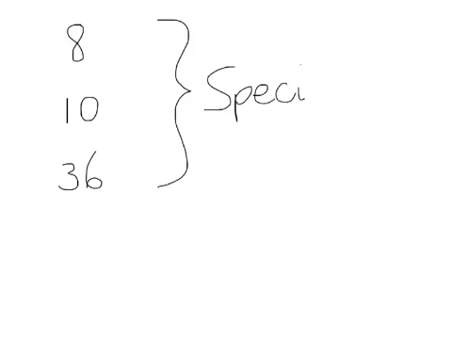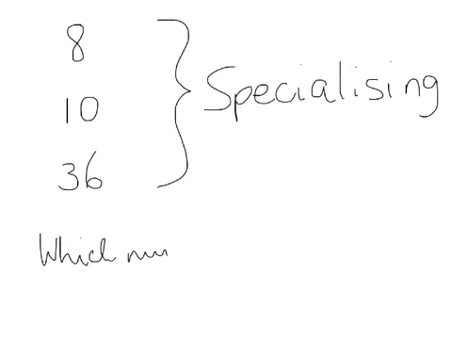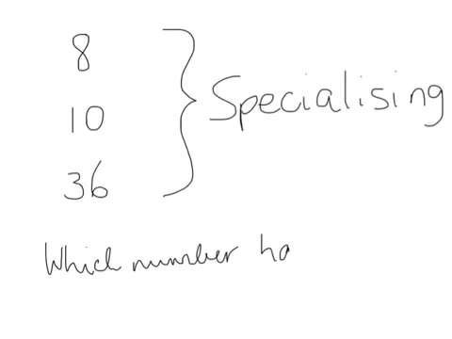Now all of this is part of that process of specialising, where you try some and you have a go, and remember that the task you're looking for is which numbers have, I should write here, just correct that, which numbers have an odd number of factors.